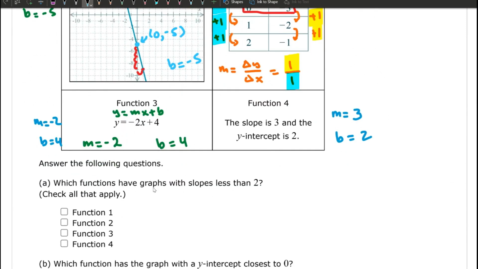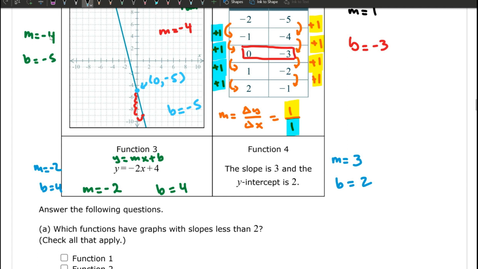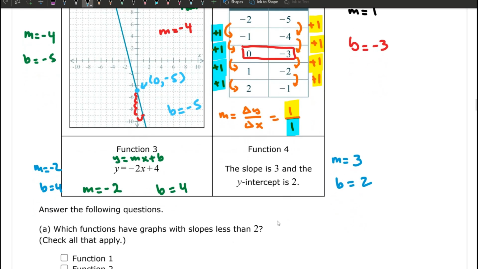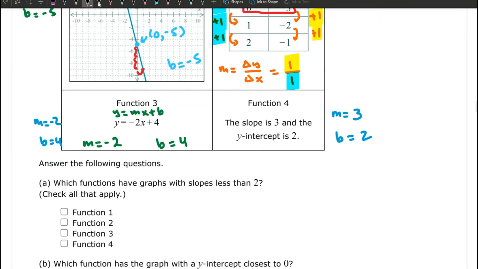Which function has the graph with slope less than 2? Slope less than 2. So m is negative 4, less than 2. M1 is also less than 2. M negative 2 is less than 2. And m3 is bigger than 2. So the only function that is bigger than 2 is function 4. Everyone else is less than 2.